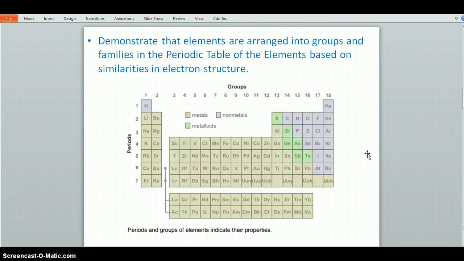So here we have the periodic table, and you'll need to know that the periodic table is arranged into groups and families, and how they get arranged is based on their similarities in their electron structure. So their electron cloud that is located outside of the nucleus is helping them be grouped, and also our main focus for this class is going to be that they're grouped based on their properties.